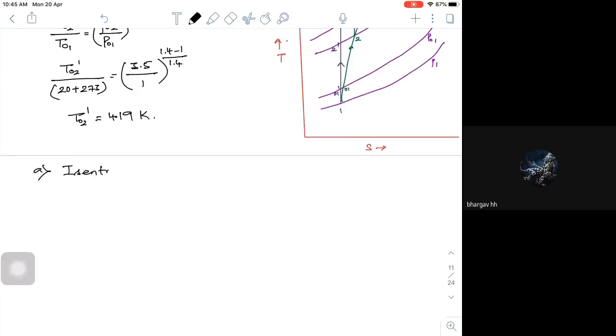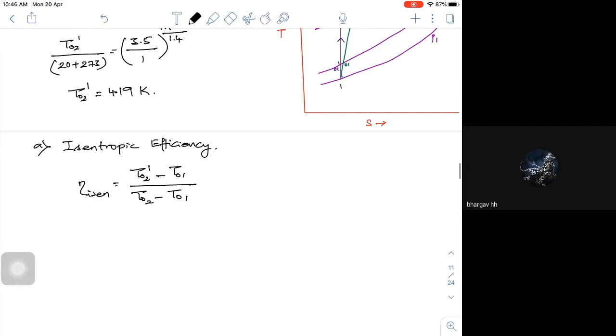Isentropic efficiency. What is it actually? The isentropic efficiency is equal to (T02' minus T01) divided by (T02 minus T01). So T02' just now I found, which is 419 Kelvin, minus your T01, which is 20 plus 273, that is 293 Kelvin, divided by T02.